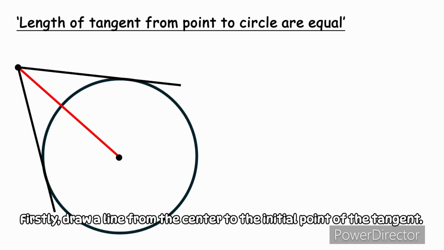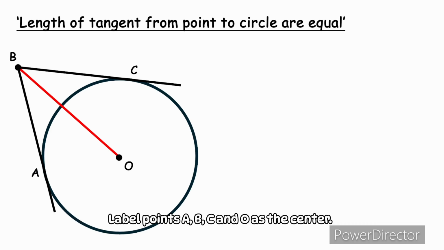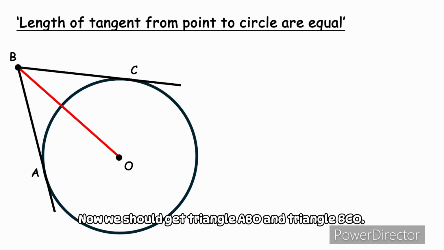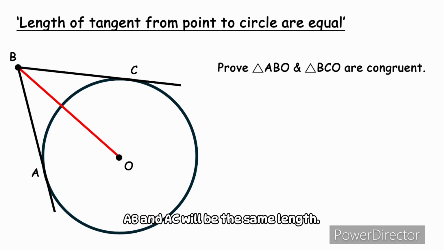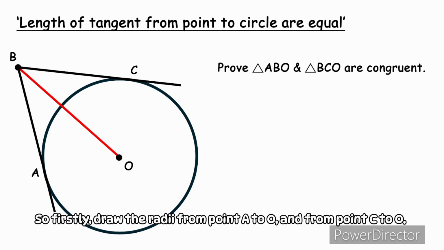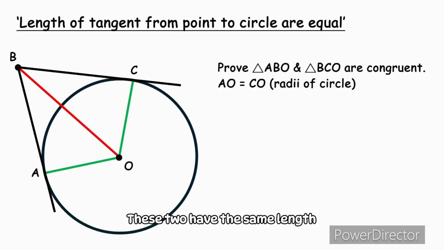Firstly, draw a line from the center to the initial point of the tangent. Label points A, B, C and O as the center. Now we should get triangle ABO and triangle BCO. We prove these 2 triangles to be congruent, so AB and AC will be the same length. So firstly, draw the radii from point A to O and from point C to O. These 2 have the same length as radii of a circle are always the same.